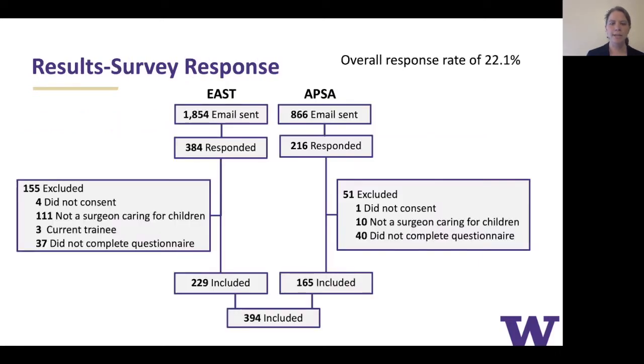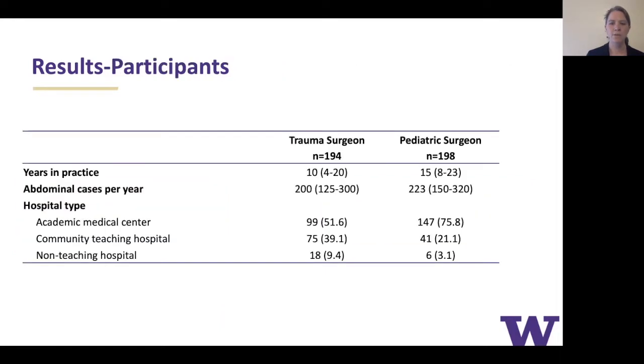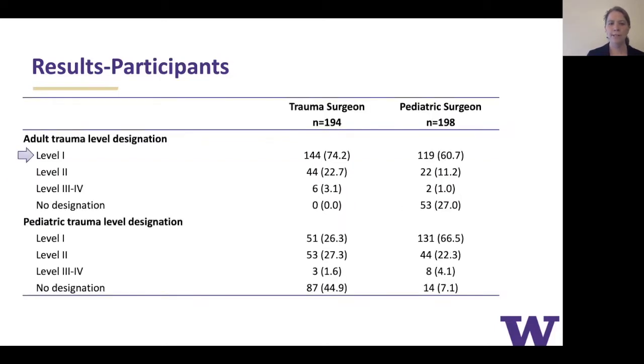Emails were sent to 1,800 members of EAST and 866 members of APSA, and our overall response rate was 22%. Our final analysis included 394 surgeons. Of those surgeons, about half were trauma surgeons and half were pediatric surgeons. In terms of characteristics, pediatric surgeons tended to be in practice longer, and most surgeons practiced at an academic medical center. Most surgeons practiced at an adult level 1 trauma center, and most pediatric surgeons practiced at a level 1 pediatric trauma center. However, nearly half of trauma surgeons practiced at a facility with no pediatric trauma designation.